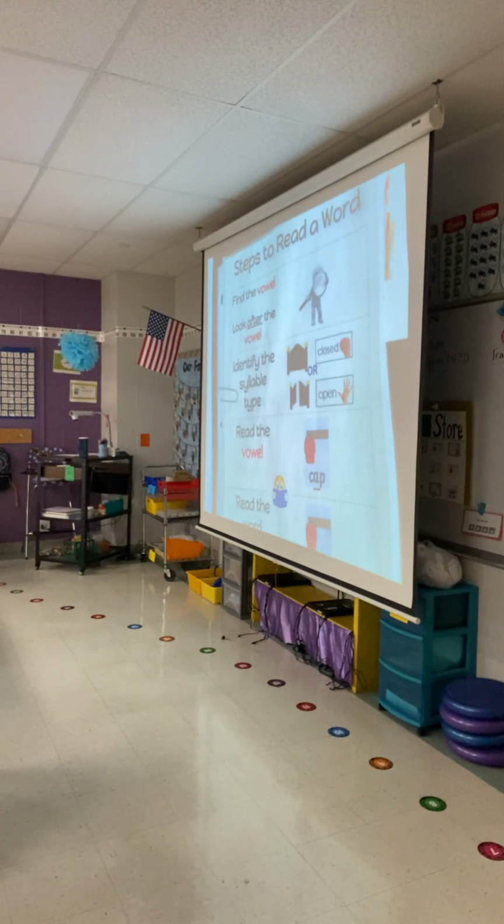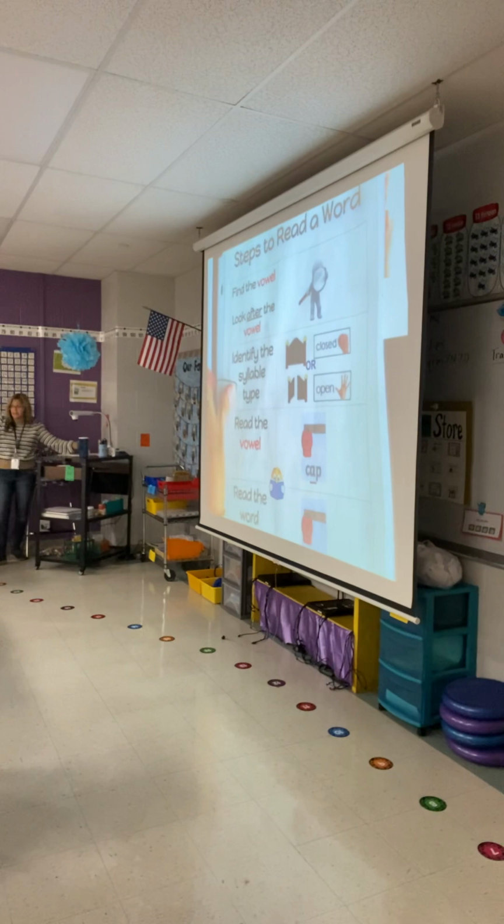Short sounds come from closed syllable types. Long vowel sounds come from open syllable types and silent E patterns. Does that make sense? Yes, thumbs up if you're making sense.